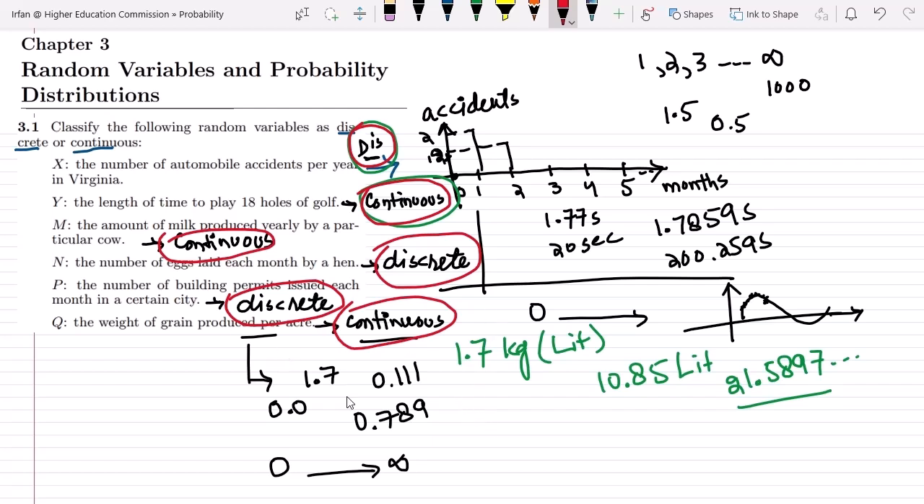So that's it for today, in which we have seen the difference between the continuous and discrete random variables, how to see whether a certain random variable is continuous or discrete, okay.